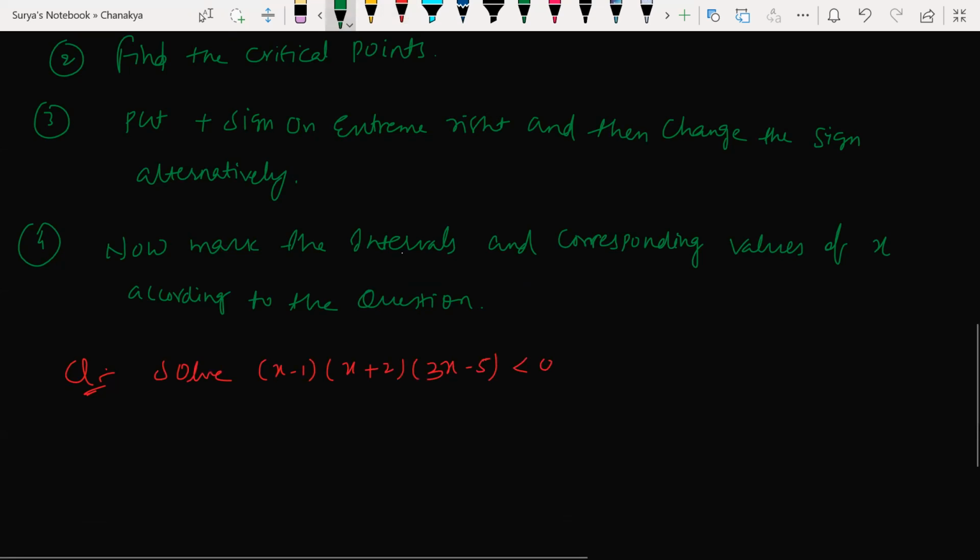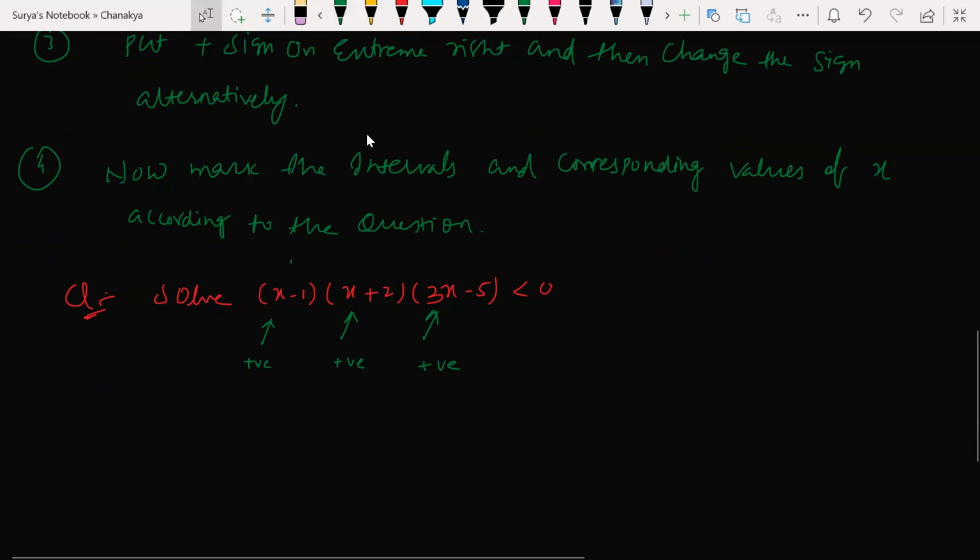So look at this here. What is the coefficient of x here? What is the coefficient of x here? What is the coefficient of x here? Everywhere the coefficient of x is positive. That is my first step. The coefficient of x is positive everywhere. Next, find the critical points. What is the critical point? It is nothing but finding the x values of these individual terms. A critical point is the point which makes the particular term zero.